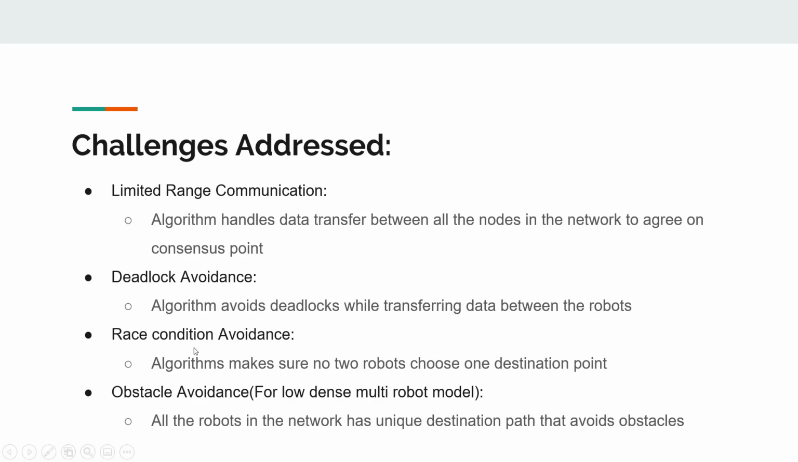And also there is a high possibility that multiple robots choose one destination point based on the distance, resulting in a race condition. We have used priority based allocation to avoid race conditions. The robot with high priority chooses its nearest destination slot and makes other slots available to the next priority robot. By this, we are avoiding all the possible race conditions. All the robots in the network have a unique destination point, so there will be no collisions or obstacles observed using our algorithm. However, we have tested this algorithm only on a low-density multi-robot model, so we aren't sure the results would be the same for high-density multi-robot models.